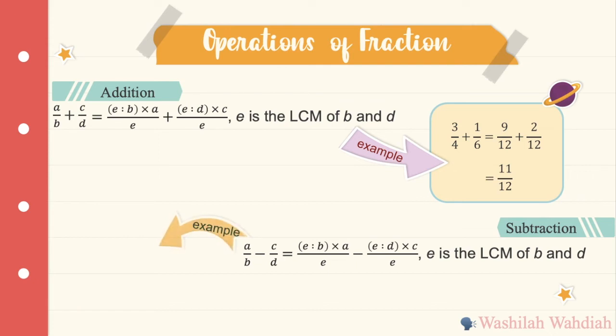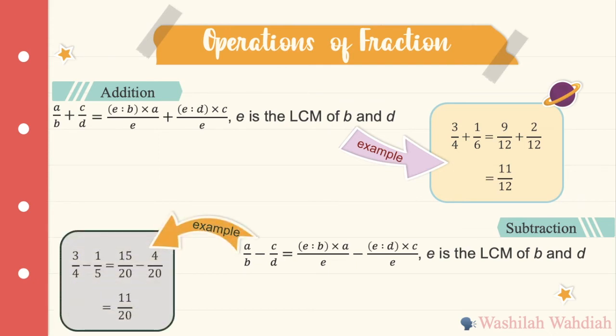For example, 3 over 4 minus 1 over 5 equals 15 over 20 minus 4 over 20, where 20 is the least common multiple of 4 and 5. So the result is 11 over 20.